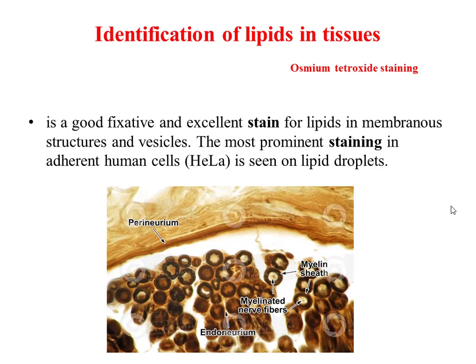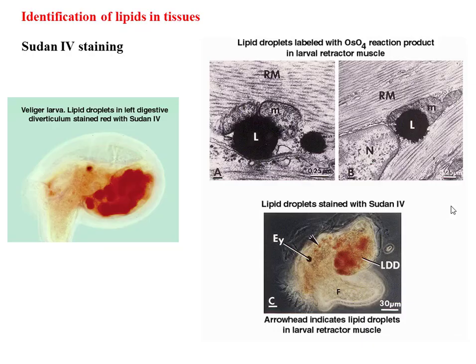Here you can see an example of the identification of lipids in the tissue with the help of osmic tetroxide. It's a good fixative and an excellent stain for lipids in membranous structures of the vessels. The most prominent staining in adherent human cells is seen on the lipid droplets, but unfortunately it's very toxic. Here you can also see identification of lipids in the tissue, in orange-red color with the help of Sudan IV and black with osmic tetroxide.